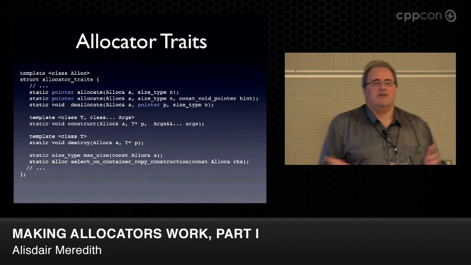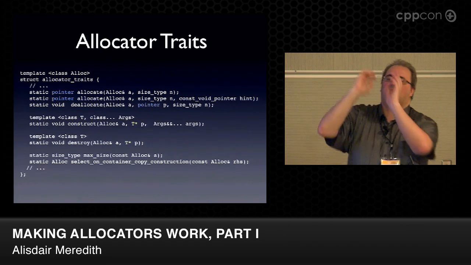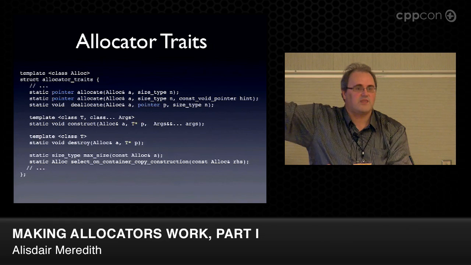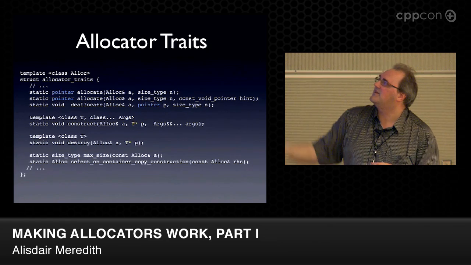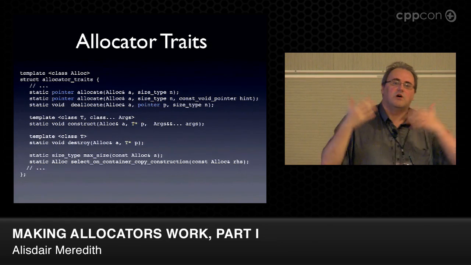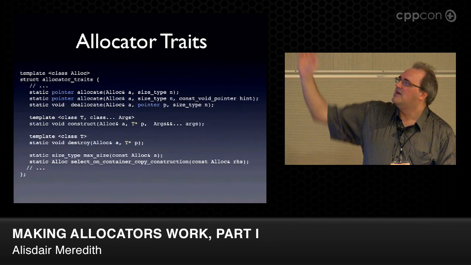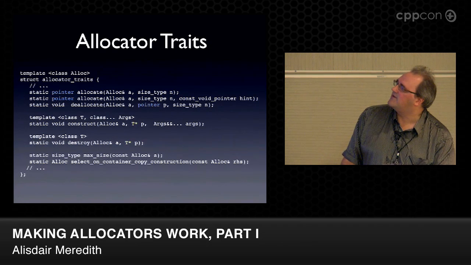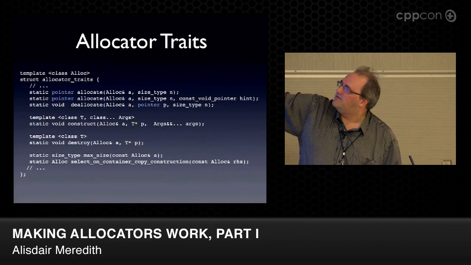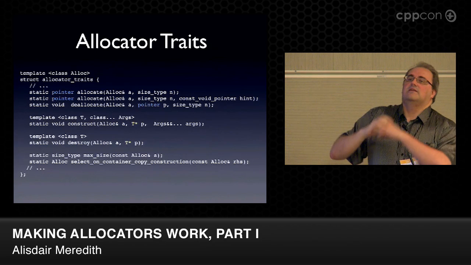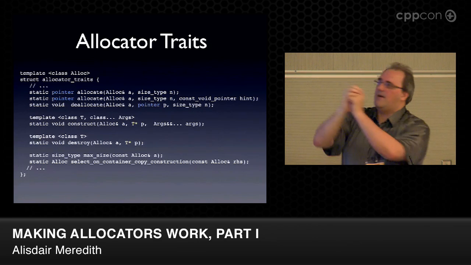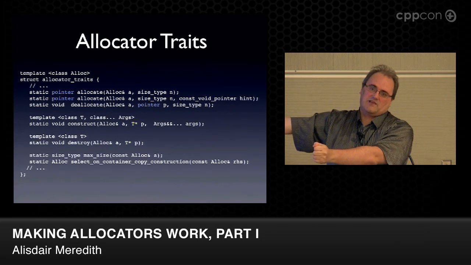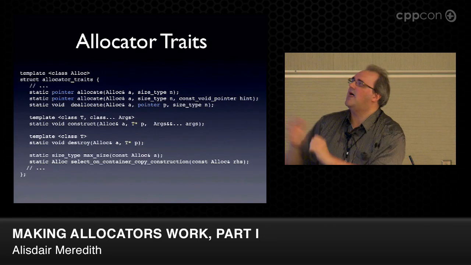Allocate clearly says, give me some memory and give me back a pointer, whatever kind of pointer you're using, for the memory you allocated. And I'll tell you how many objects' worth of memory I need allocating. This is fairly similar to the C++03 interface. Deallocate, likewise, says, you gave me this pointer, have that pointer back, and this is how many objects I requested when you gave me that pointer.